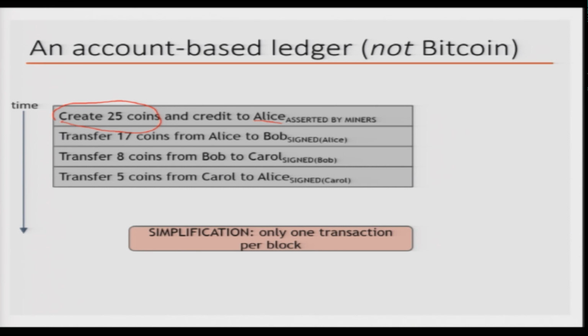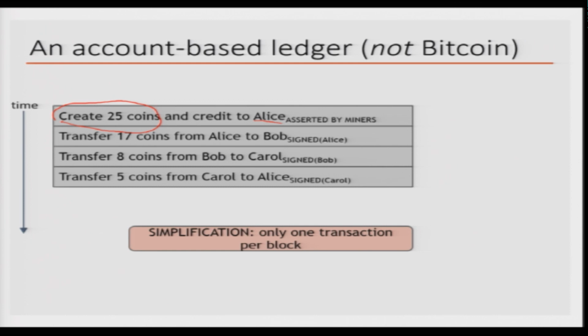Now, how many coins does Alice possess? There are 25 coins in the beginning which Alice got. She gave 17 to Bob, so she had 8, and then the next transaction does not involve her, but the transaction after that gives 5 coins to her. So she had 8 and now she has 5 more, so she has 13. But in order to know that Alice now has 13, we have to go back to the very first transaction and work our way down to see where Alice got a positive inflow and where she got an outflow.